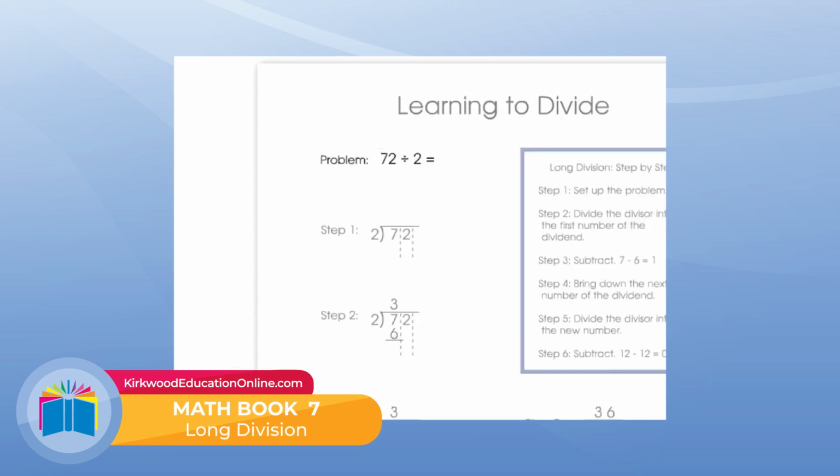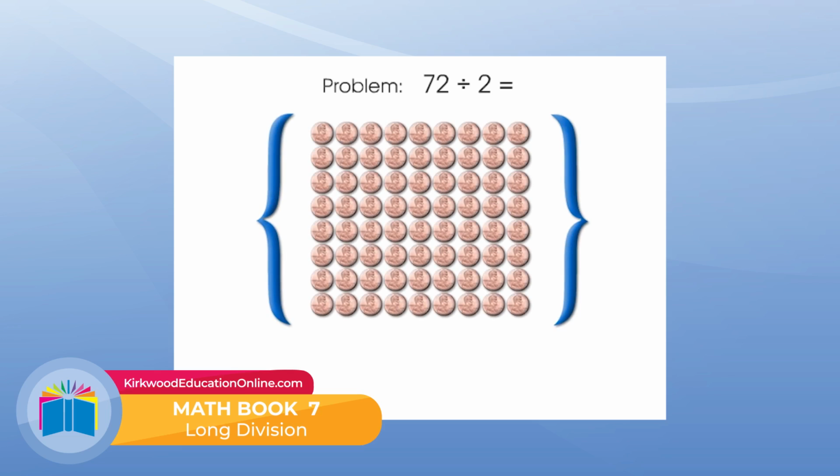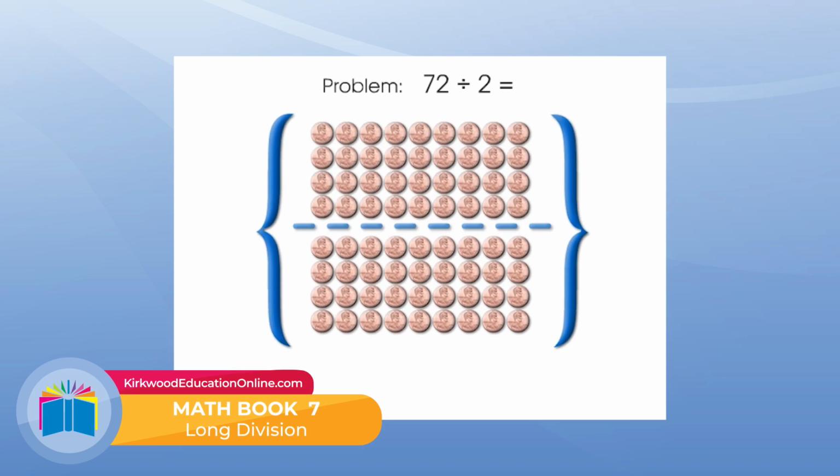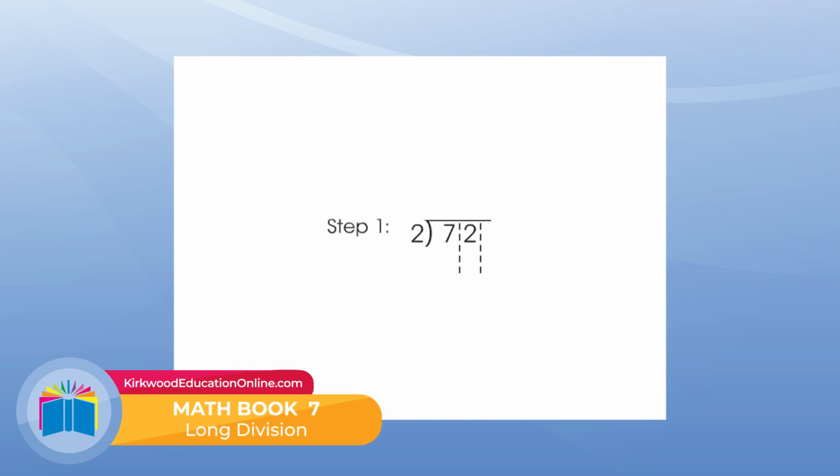Now let's look at problem number 3. 2 divided into 72. If you had 72 pennies and you wanted to divide them into 2 piles, how many would you have in each pile? That is the division problem. The first step is to set up the problem.